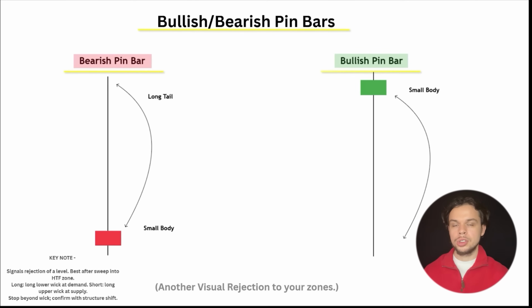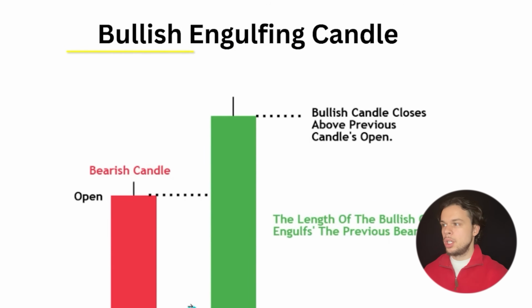And if you're looking at shorts, the long upper wick will be at the supply. So again, this is nothing too complex. It's just another visual representation of price rejecting one of your zones. So the next one we are looking at is the bullish engulfing candle.